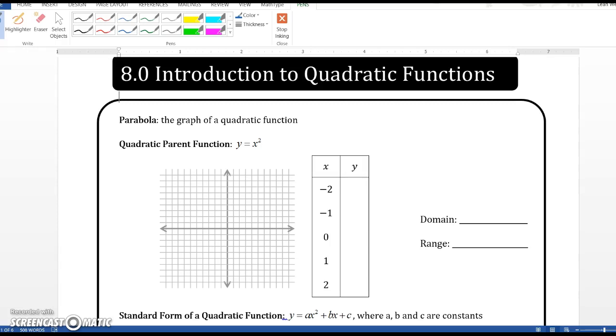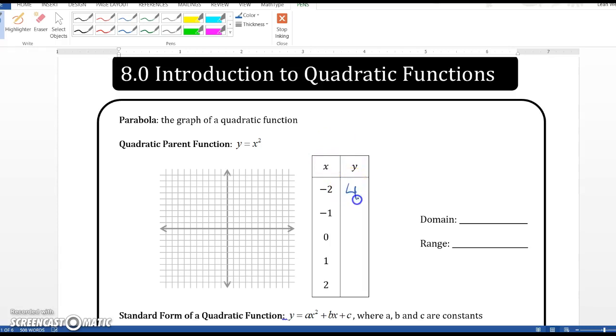So we're starting a unit on quadratic functions. Every quadratic function is going to graph as a parabola. Quadratic functions are always going to have an x squared in them. That is what we have been factoring for the most part. One way to graph is to pick values for x and plug them in to find the y.